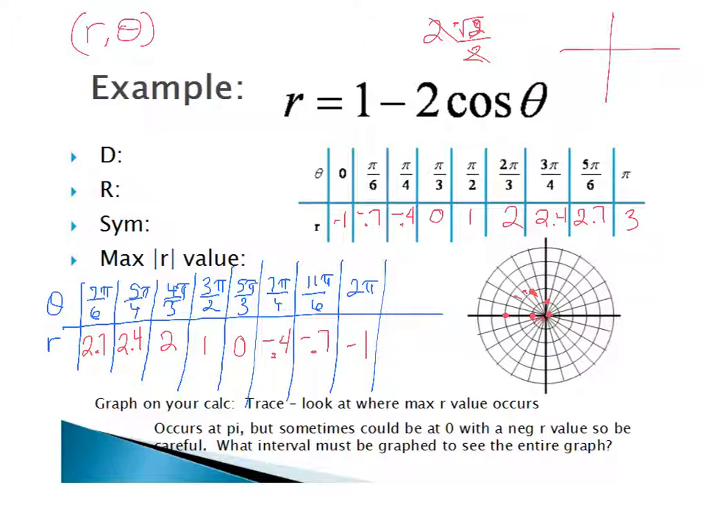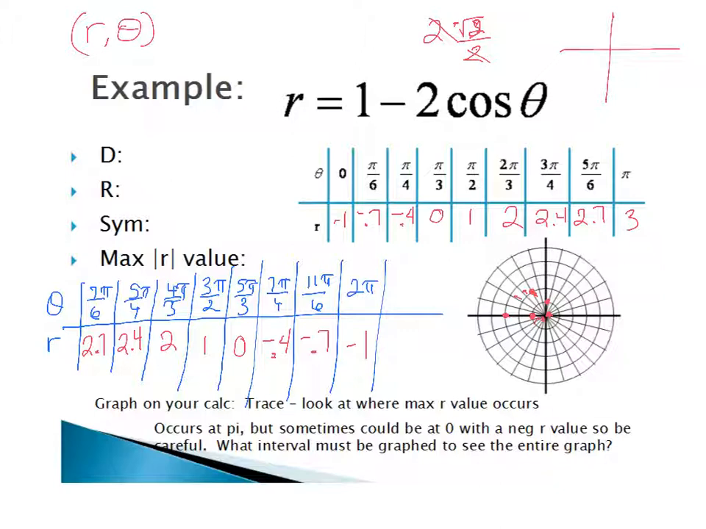And then negative 1. And I want to check that last one just to be sure. At 2 pi, the cosine is 1 times 2 is 2, and 1 minus 2 is negative 1. It checks. All right, let's plot these things now.